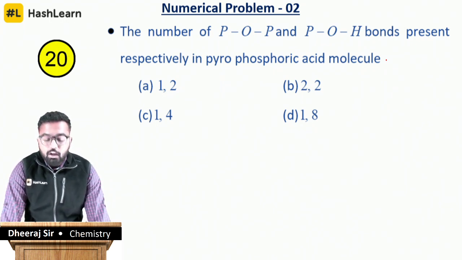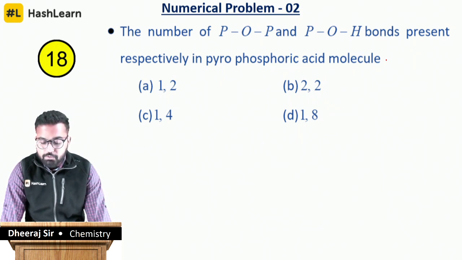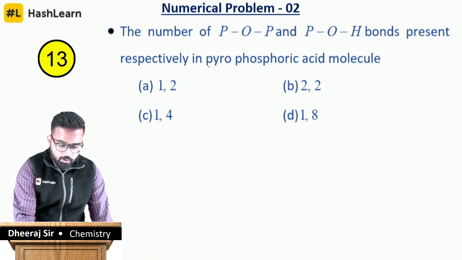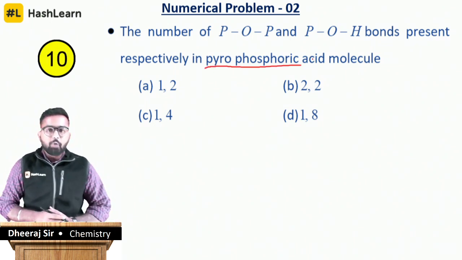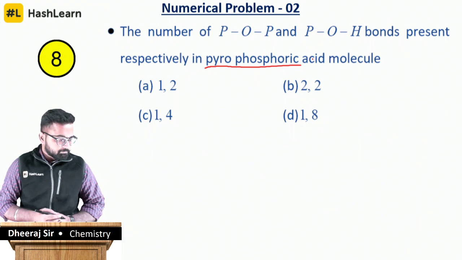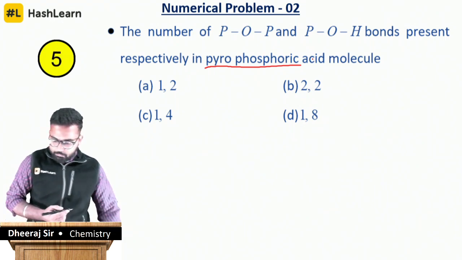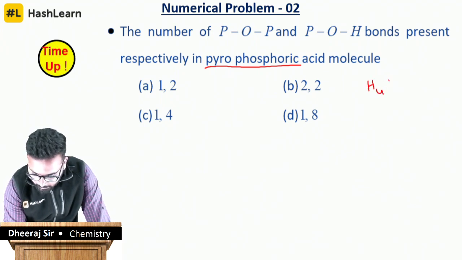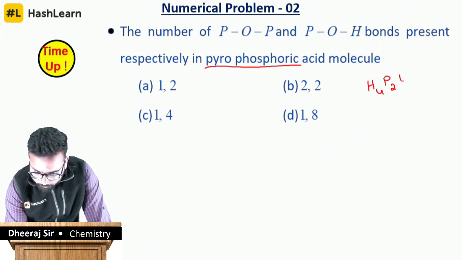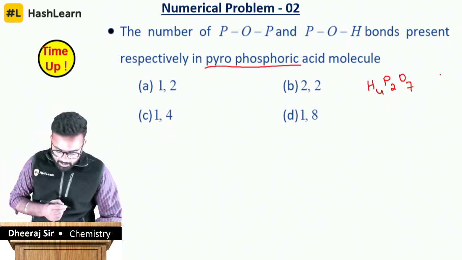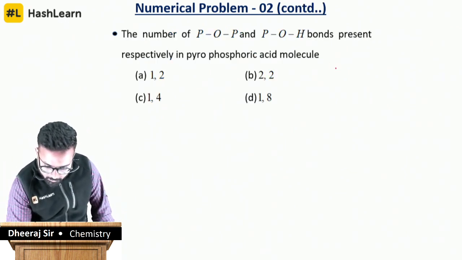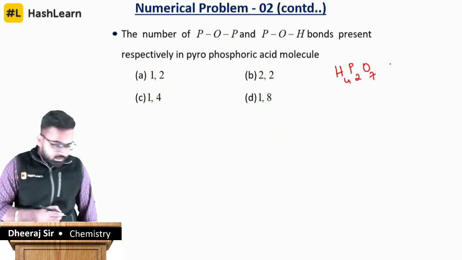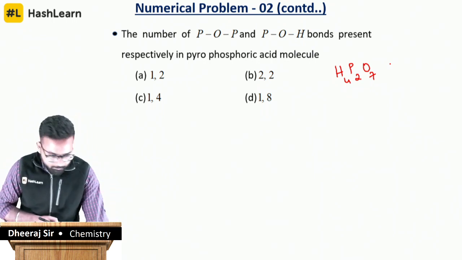P-O-P, we are talking about phosphorus, oxygen, phosphorus, and phosphorus, oxygen, hydrogen bond, with regards to pyrophosphoric acid molecule. So what is it going to be? Quickly guys. If you want, I can help you with the molecule's formula. That might make your work a little easier. It's H4P2O7. This is pyrophosphoric acid for you. So Sakshi says it's 2C.